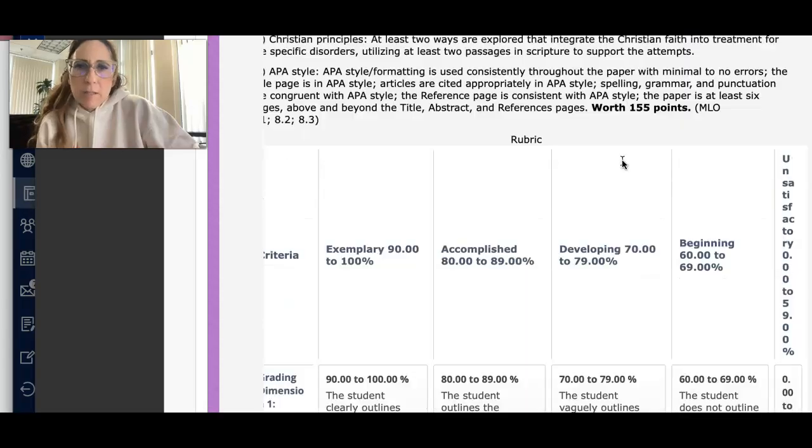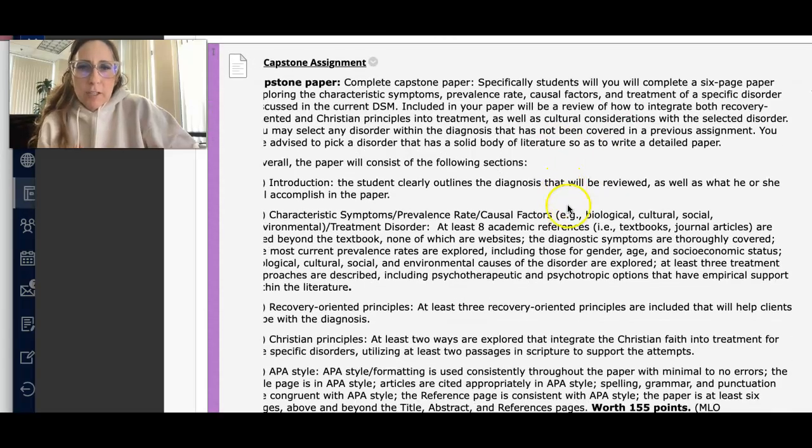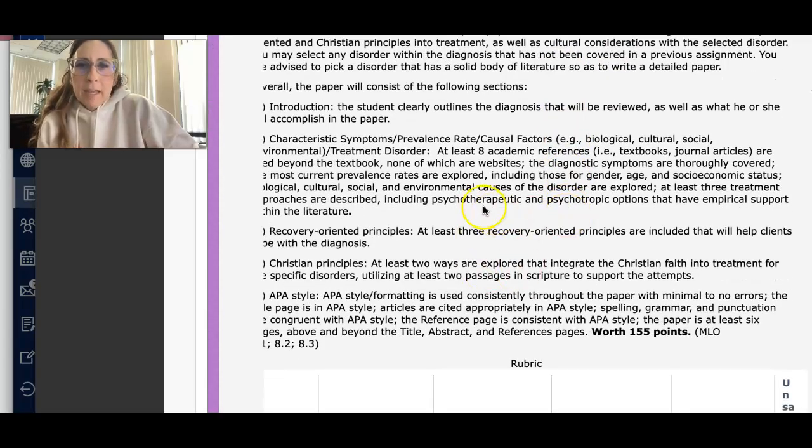Again, just follow these prompts and these steps as far as what you are to accomplish in the paper. Pick a DSM diagnosis that you feel comfortable to write about and talk about and find research on. That's important. And I believe that's it.